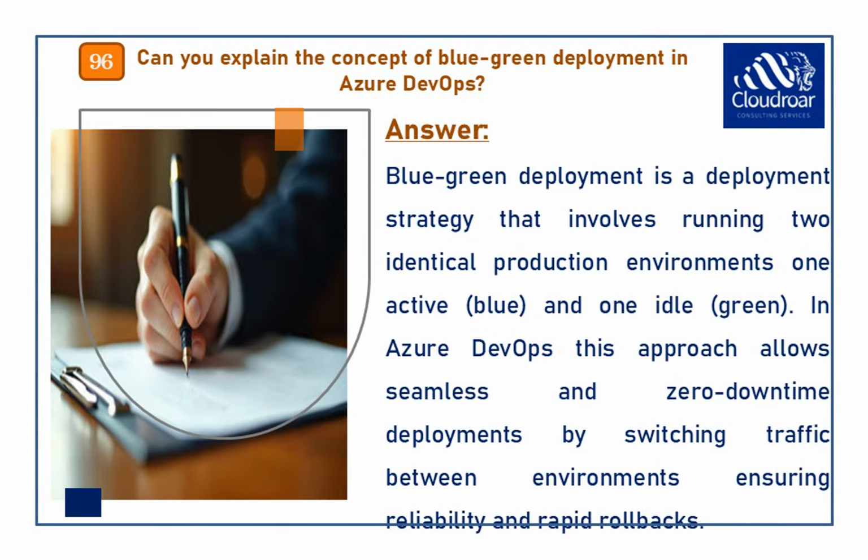Question 96. Can you explain the concept of blue-green deployment in Azure DevOps? Blue-green deployment is a deployment strategy that involves running two identical production environments, one active, blue, and one idle, green. In Azure DevOps, this approach allows seamless and zero-downtime deployments by switching traffic between environments, ensuring reliability and rapid rollbacks.